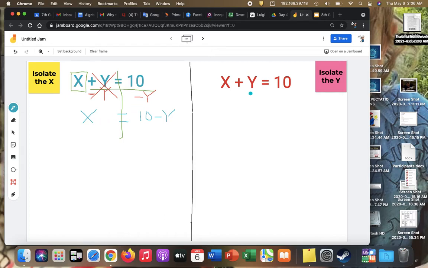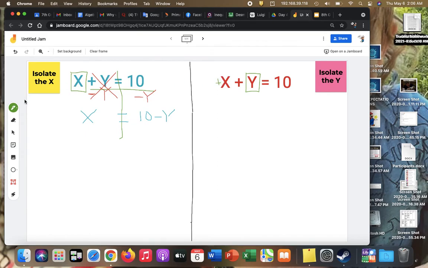Let's talk about y. On this side, I want to isolate y. I'm going to draw a box around the y. What is standing in the way of y being isolated? Plus 10. This is just a positive x. That's all it is. You don't see it, but there's an invisible plus sign over here.